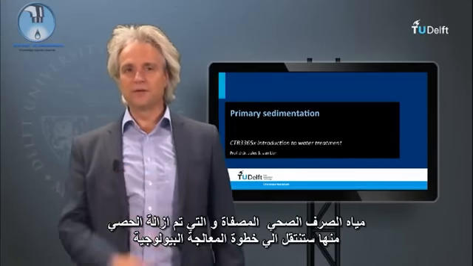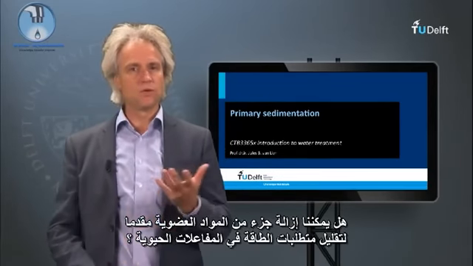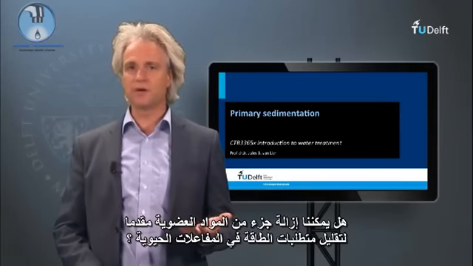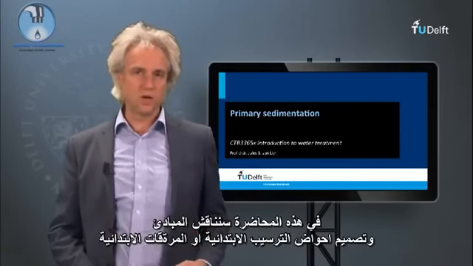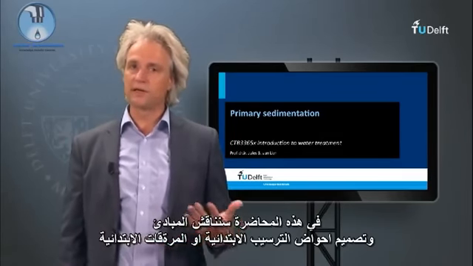The screened and degritted sewage is further conveyed towards the biological treatment step. Can we remove some part of the organic upfront to minimize energy requirements in the bioreactors? In this lecture we will discuss the principles and design of the primary settlers or primary clarifiers.